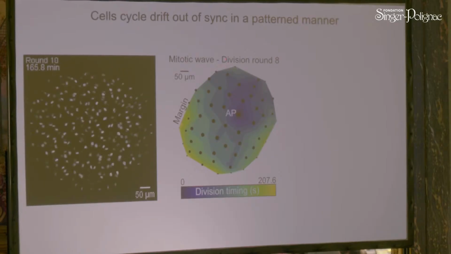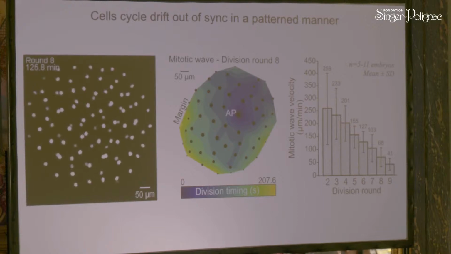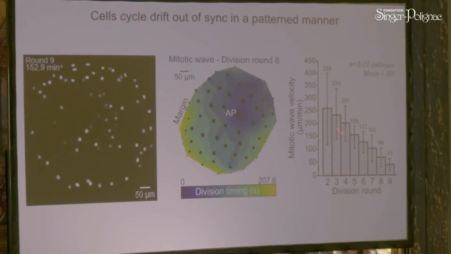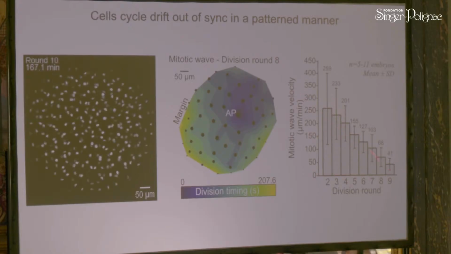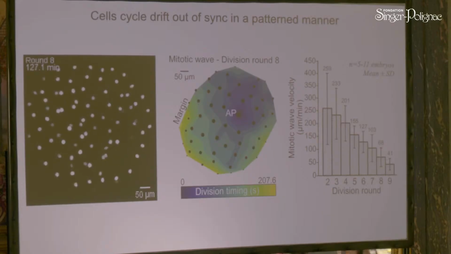And this gives rise to a mitotic wave, and what you can then do is look at the mitotic wave velocity to understand more about how that is actually arising. What is happening is that this delay becomes more pronounced and accumulates over subsequent division rounds, indicating that there is a delay which is getting amplified at each additional round of divisions.